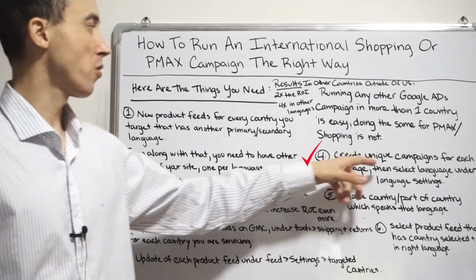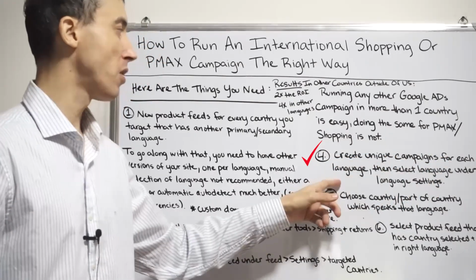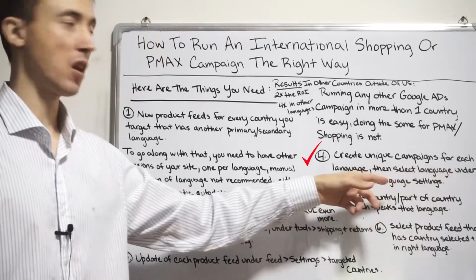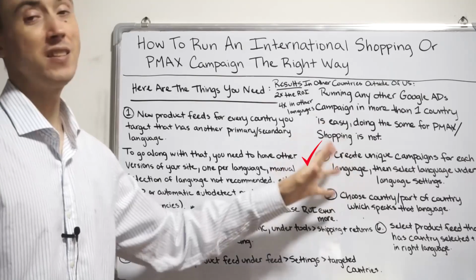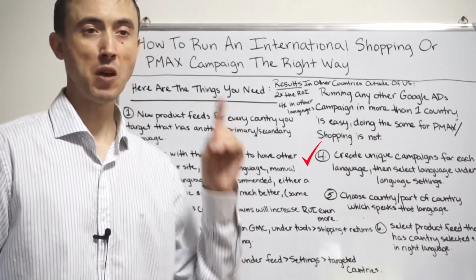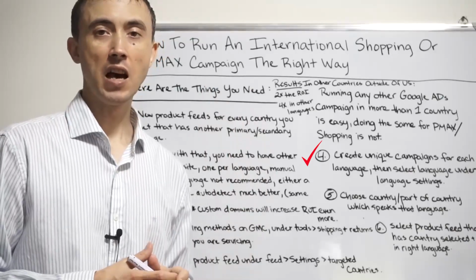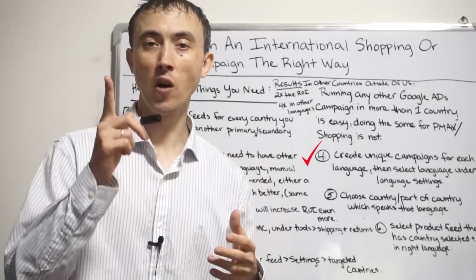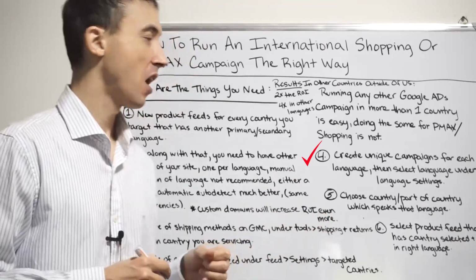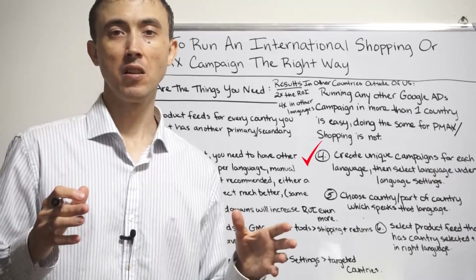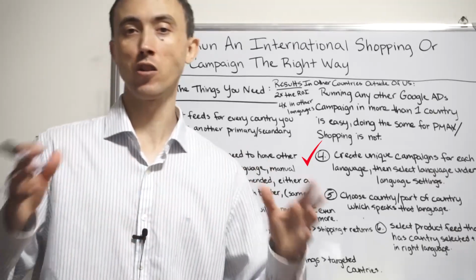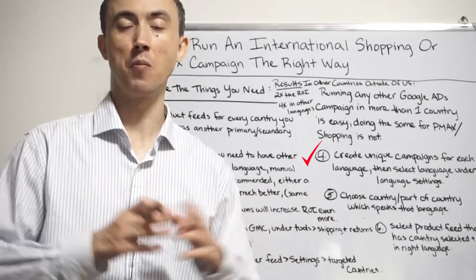Number 4, you're going to create unique campaigns for each language, then select the language under the language settings of those campaigns. So basically, what I would certainly absolutely recommend to you is not just make one campaign, even if you're targeting just one language. So if you're just targeting all English-speaking countries and you have one product feed, I wouldn't make one shopping/PMAX campaign that targets all countries together in that one campaign.